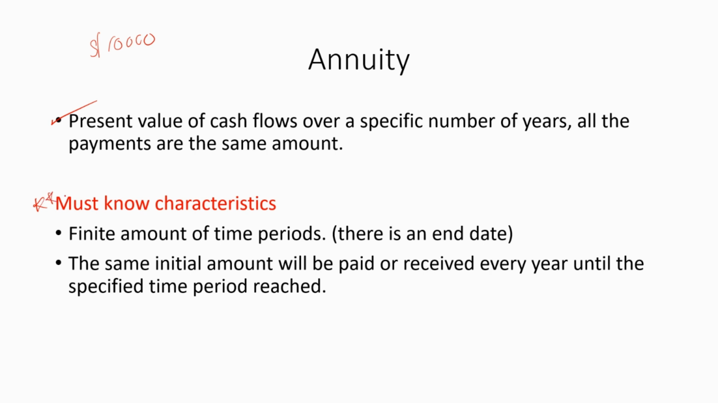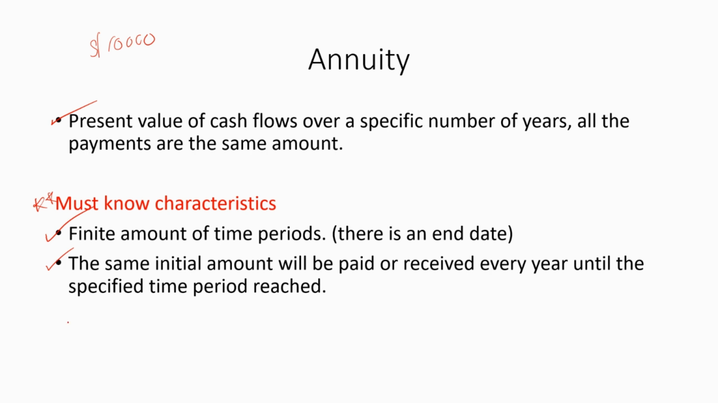These are the main characteristics of an annuity. You must know about these characteristics. Finite amount of time periods, which means there is an end date. Always remember annuity has a specific date or specific number of years or specific number of payments. This means, as I said earlier, after this date there will be no cash flow. We know for certain these cash flows will end. The same initial amount will be paid or received every year until the specified time period is reached.